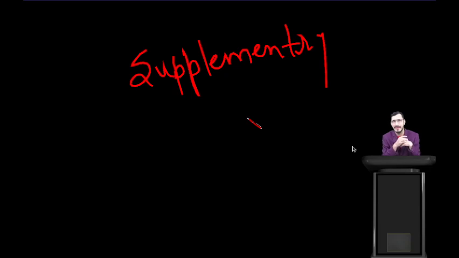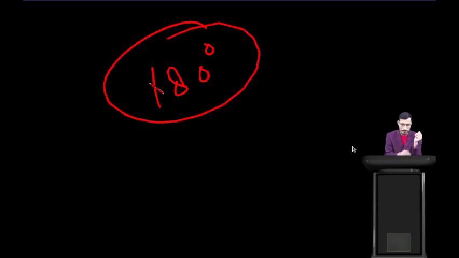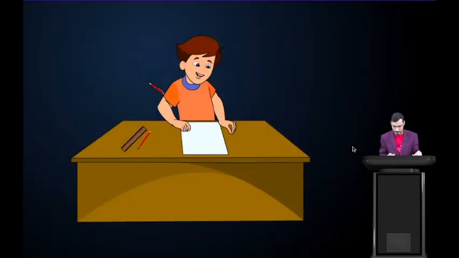So students, let's recall what we have learned in previous classes. Can you tell me what is the sum of the supplementary angles? Yes, correct. That is 180 degrees. And the sum of the complementary angles? Yes, that is 90 degrees. Okay, so let's start today's class and learn something new.